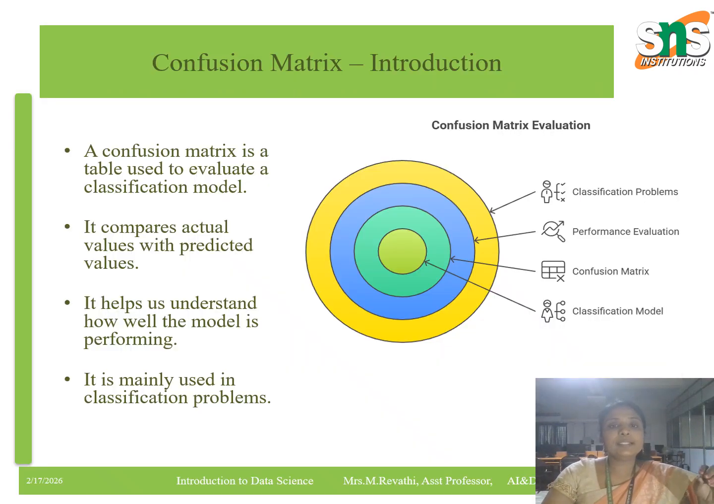First we see the introduction of the confusion matrix. It is a table used to evaluate a classification model. It compares the actual values with the predicted values. This helps us understand whether the model is predicting correctly or making any mistakes.